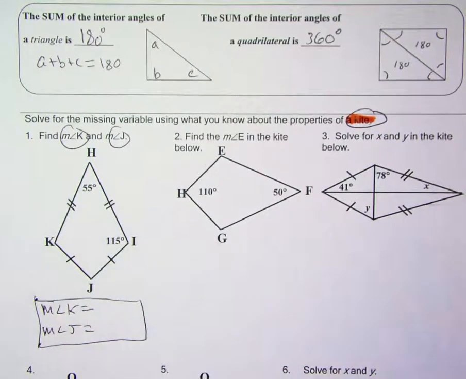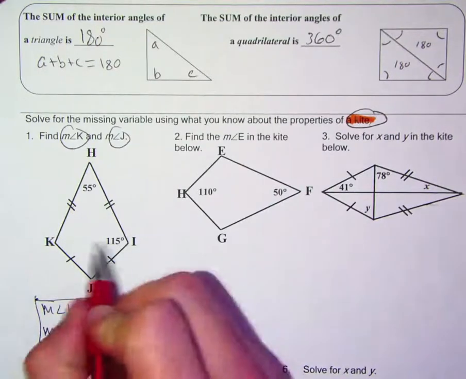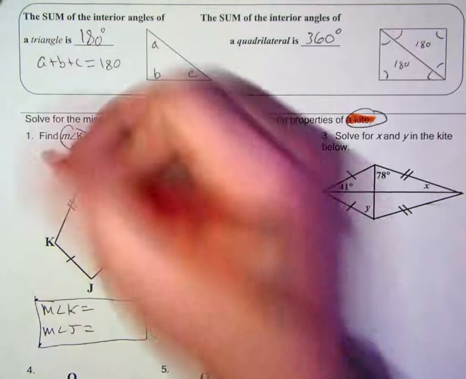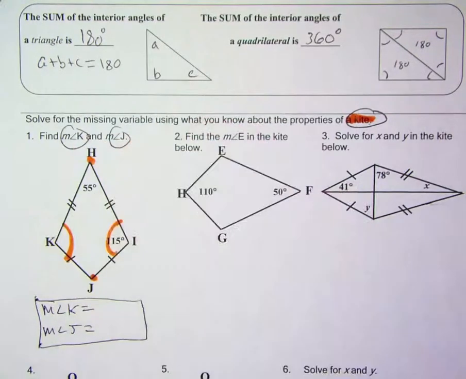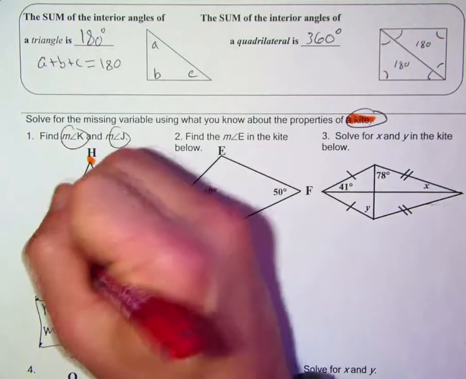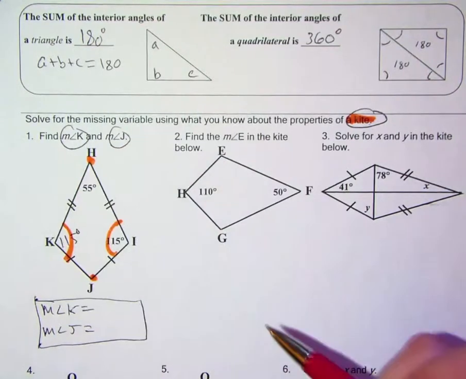Now, if you look at this, it's a quadrilateral, and you can tell it's a kite, which means, you know, I like to dot my vertex and arc my non-vertex. And so if this is 115, angle K is also 115. So the question is, what's angle J?